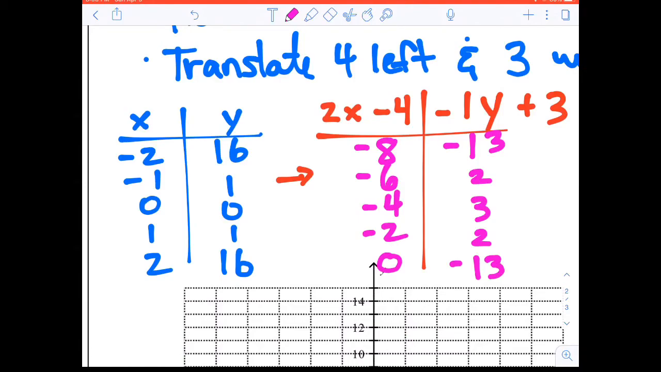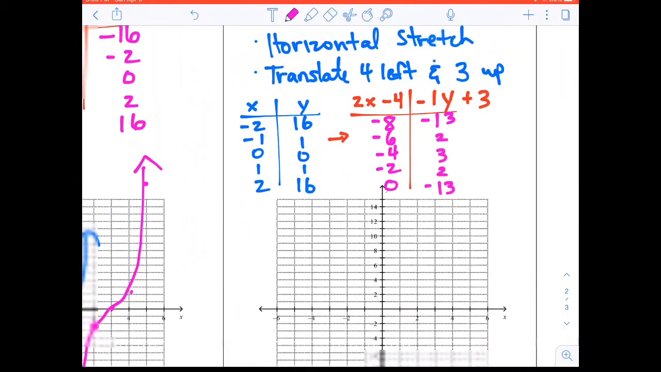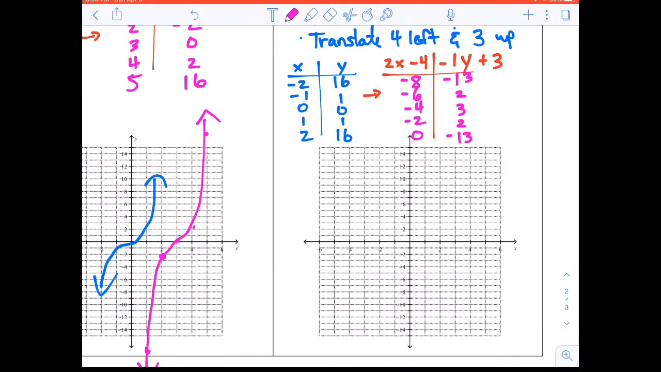So I'm going to plot these onto our grid, and we're going to see where our new function would be. So negative 8 and 13 is a little bit off the graph, but I'll imagine it to be over here. Negative 6 and 2. Negative 4 and 3. General sketch would look something like that.